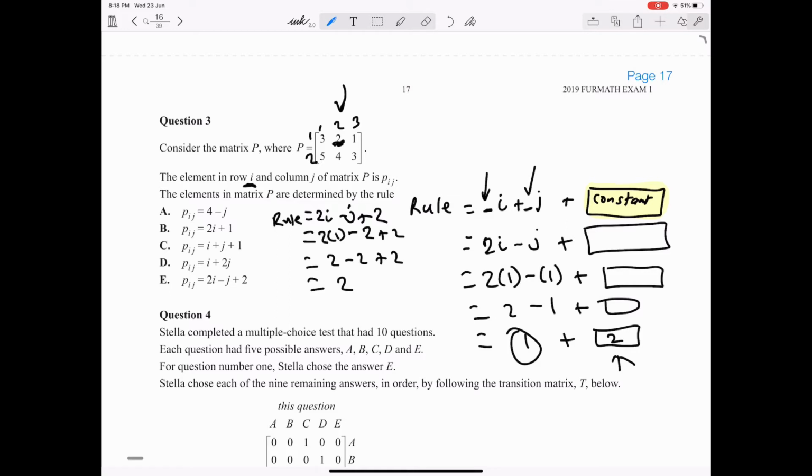So therefore we know that our rule is correct. So therefore the rule is 2i minus j plus 2. You look at the multiple choice options, 2i minus j plus 2. Therefore E is the correct option.